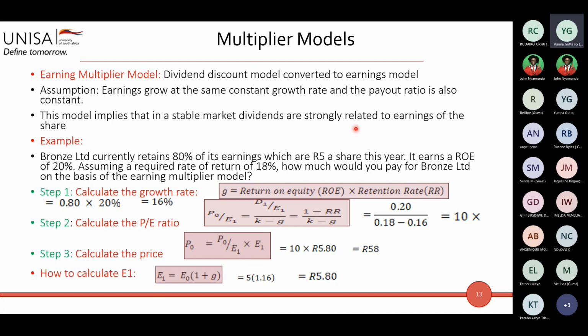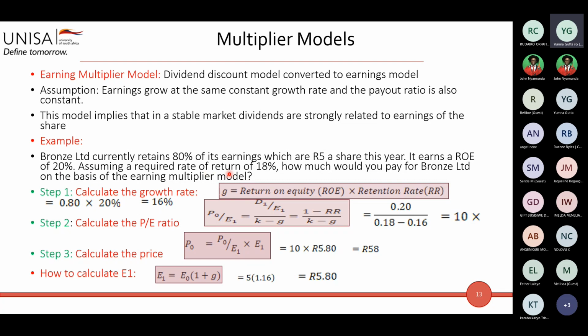That's your payout ratio. This model implies that in a stable market, dividends are strongly related to the earnings of the share. So the best way to explain this is if we look at an example. Bronze Limited currently retains 80% of its earnings, which are 5 Rand a share this year. So earnings is not the same as dividend. Earnings is everything the company has earned, per share it's 5 Rand, and it retains 80% of these earnings. 80% it keeps in the company, 20% it's giving to the shareholder.